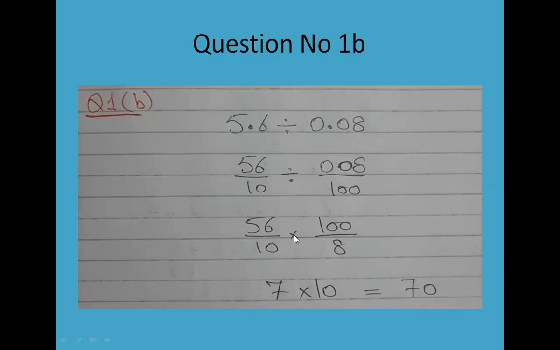Then I will convert this divide sign into multiplication sign. So you will have 56 by 10 multiply. When you convert the divide sign into multiply, you reciprocate this fraction. So this will become 100 by 8. So now you can see this 8 and 56 can be cancelled. So 8 sevens are 56, this 10 and 100 can be cancelled. So 7 into 10, it will be 70.